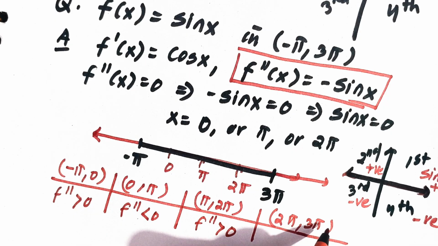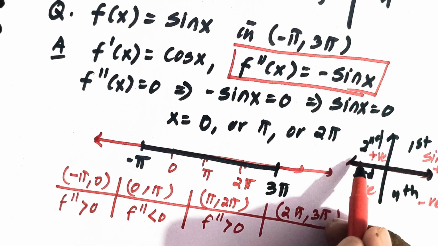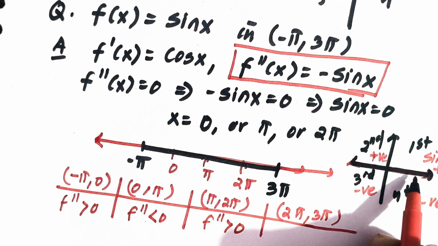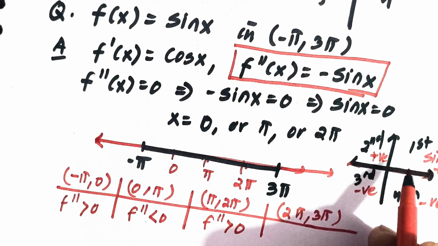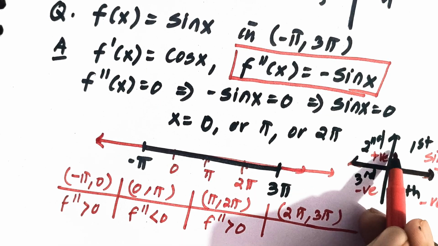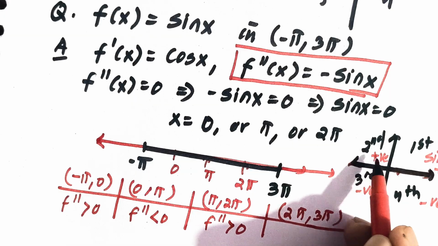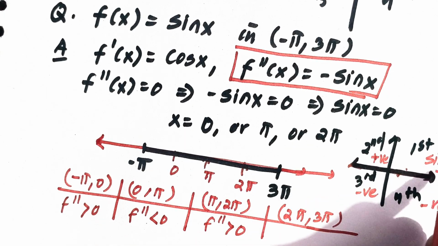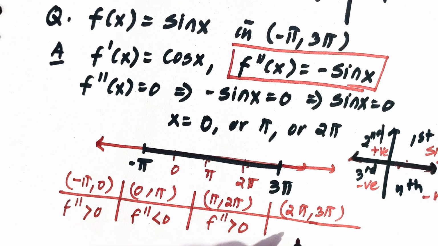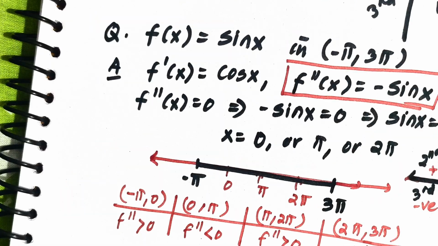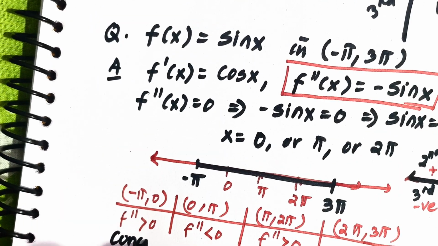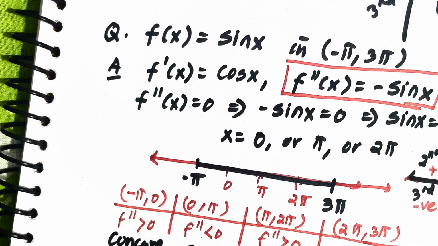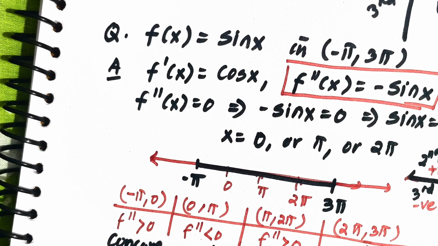Similarly, in 2 pi to 3 pi, 2 pi means you have made one circle, 360 degree. You have already completed one revolution. Then up to 3 pi. This is 2 pi. Then 2 pi to 3 pi means first quadrant and second quadrant. Here we have sin x positive. So minus sin x is negative. So f double dash is negative. Therefore, this is concave up, concave down, concave up, concave down.